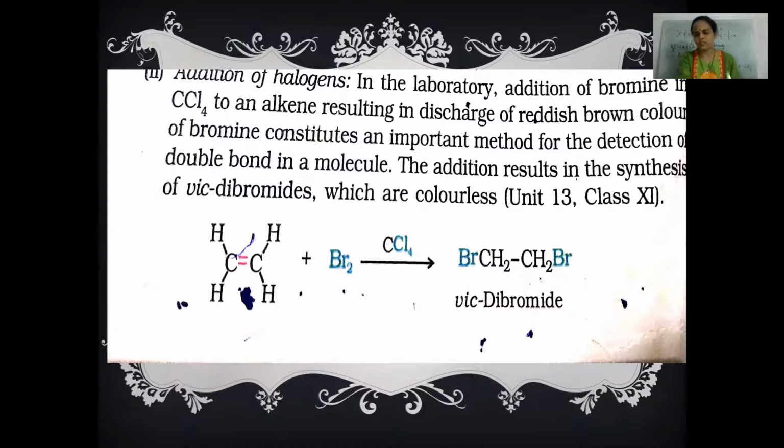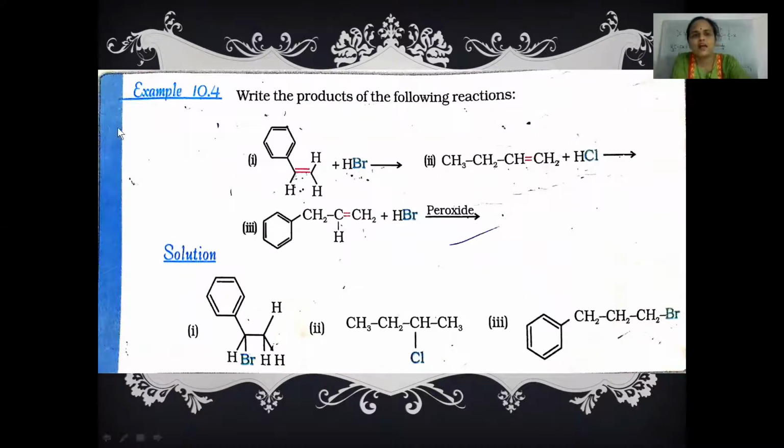Look at the question. It is example 10.4 of your NCERT book. The question is, write the products of the following reactions. Now see here, this is the compound, and HBr. This is an unsymmetrical alkene. So cleavage will take place from the double bond, and in accordance with Markovnikov's rule.